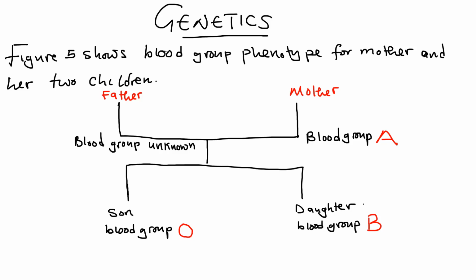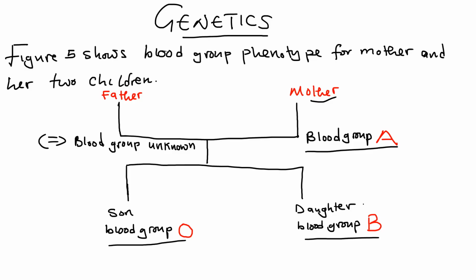In this video, let us go through genetics. We want to answer a question coming from a particular year. The question reads: Figure 5 shows blood group phenotype for a mother and her two children. So here is the mother, and her blood group is blood group A. Then we have the daughter with blood group B, the son with blood group O, and the father here, whose blood group is unknown.